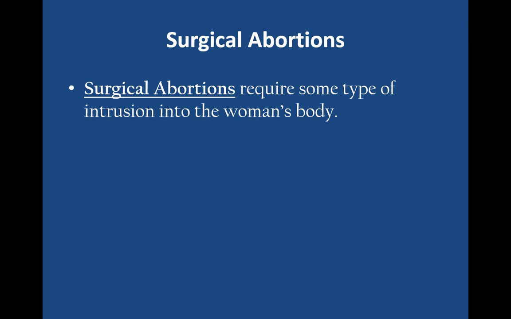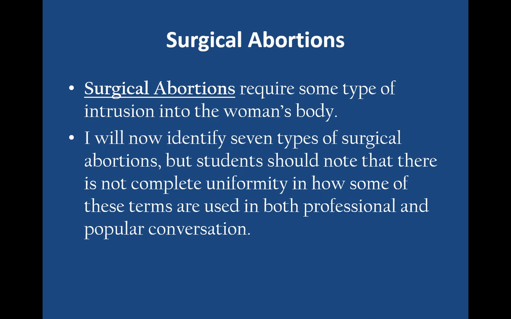Now let's talk about surgical abortions. There are several kinds. I'm going to list 7. A few of them you'll need to know for the exam. So first of all, surgical abortions require some type of intrusion into the woman's body. A surgical instrument is placed within the woman's body. Her cervix is dilated in some way, and implements are placed within her uterus.